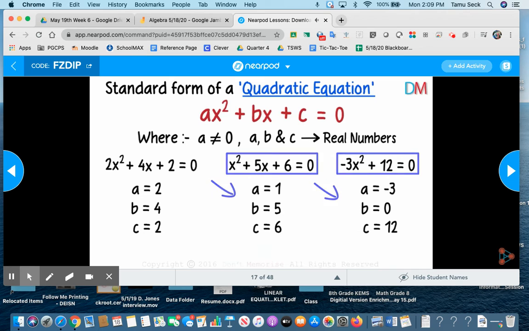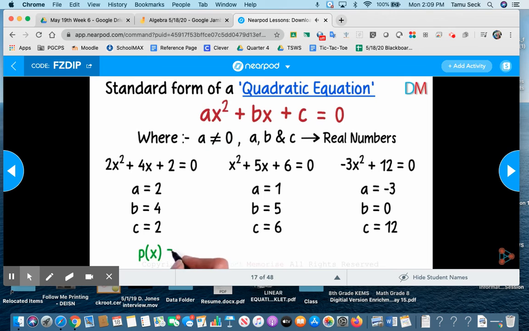Here are the values. Notice that in the second case, the value of coefficient of x is 0. And that's not a problem at all. The important condition is that a must not be equal to 0. We can say that a quadratic equation is of the form p of x equals 0, where p of x is a polynomial of degree 2.